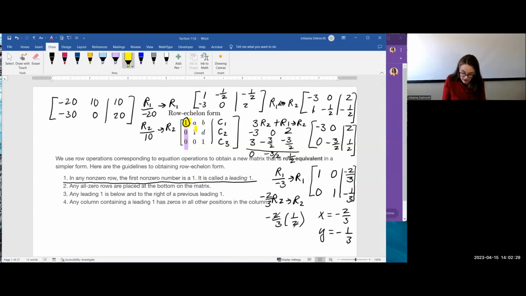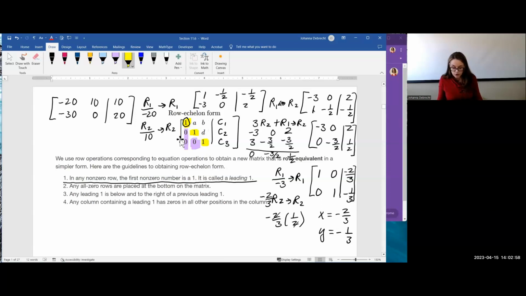So again, I need to have a leading 1 here, and I need to have a 0 in the row below it, in the column below it. And then my third one, I've got to have the leading 1 be further to the right than the ones above it. And that gives me this one here. And this is what we call row echelon form. Now, how does this help? Let me give you an example here.